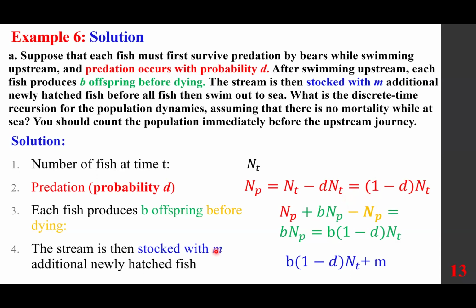That many fish. So let's recap. First, we have so many fish. You can use any variable of your choice. Some percentage is gone. Let's say 10% is preyed upon, 90% is left. That's why we get 1 minus D times N sub T. Each one produces B offspring, and all of them die. So simply put, this one times B. And then we add how many? M. So this is the first format, the first recursion, if you will.